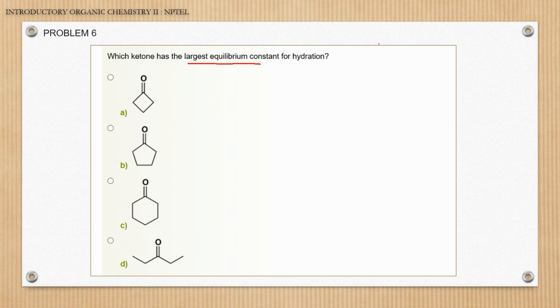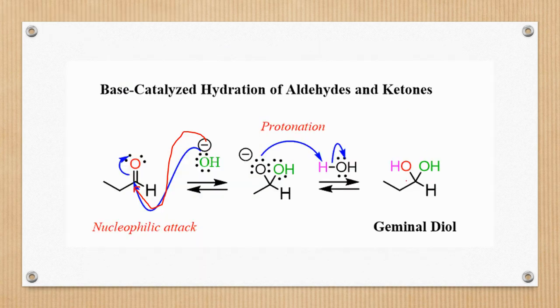So here also, your OH minus, which is a nucleophile, will attack this carbonyl carbon to give you the hydrated product. Now your sp2 carbon is going to sp3, because the double bond is getting reduced to a single bond in the hydration step.